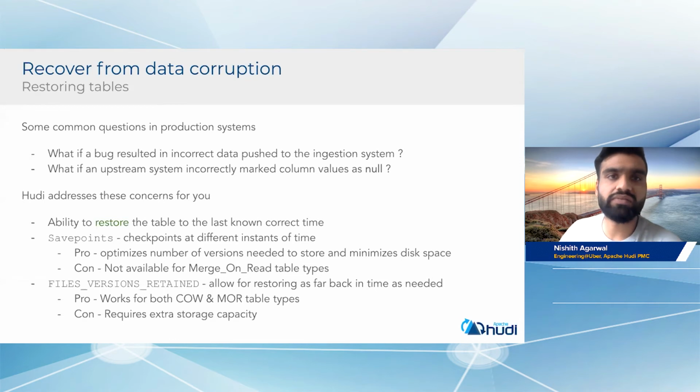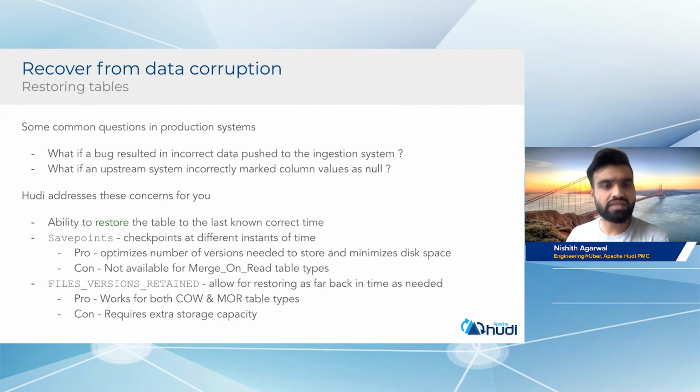One popular feature that we use at Uber is being able to recover from data corruption. Some of the common questions we've had in production systems in the past: what if a bug resulted in incorrect data being pushed to the system? What if an upstream system incorrectly marked a column value as null? There are different ways to handle this, where you could have type checking on your source. But what if you don't have it?